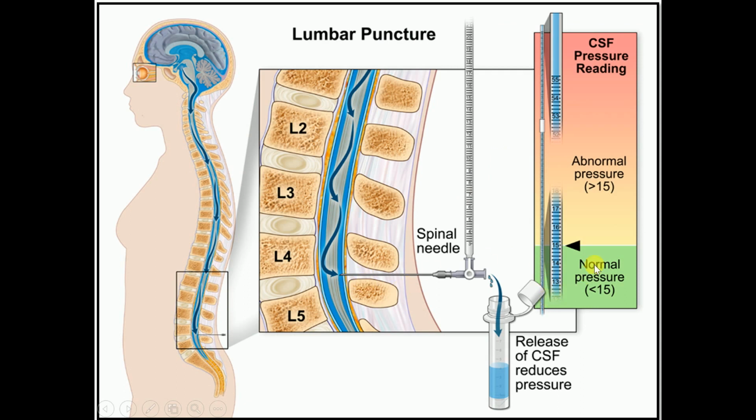Normally, CSF pressure is below 15 millimeters of mercury. Abnormal means pressure is more than 15 millimeters of mercury. So there is also a CSF pressure reading along with this lumbar puncture needle. This lumbar puncture needle is introduced, feeling resistance in this particular area, and finally enters the subarachnoid space.